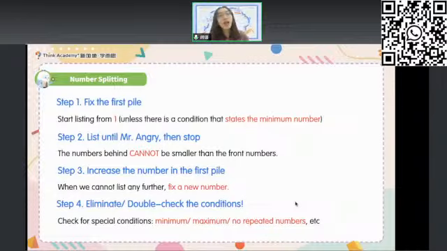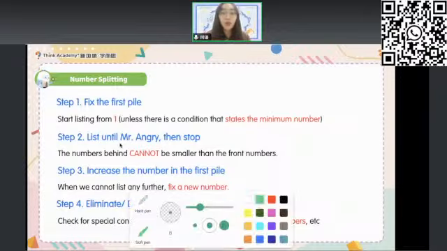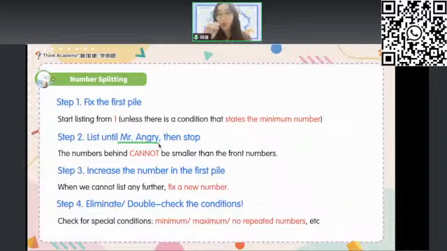And for the second one, we always list one by one in order until you can see Mr. Angry. But do remember that when do we need to look for Mr. Angry? That is when the order doesn't matter. And what's the meaning of Mr. Angry? That is the numbers behind are smaller than the front numbers. So you can just cancel it and stop here. Move on to the next group.